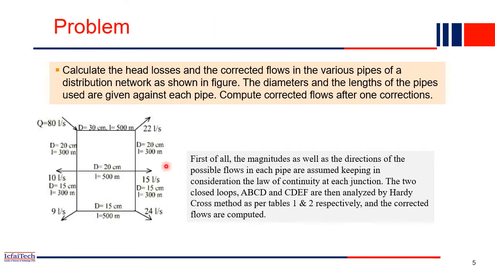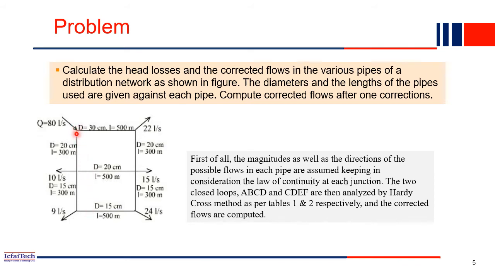So now let's solve one problem based on pipe networks. What is given in the question? Calculate the head loss and the corrected flow in the various pipes of a distribution network system as shown in the figure. The diameter and the length of each pipe are also given. Compute the corrected flow after one correction, so you only have to run the loop one time and find it out.